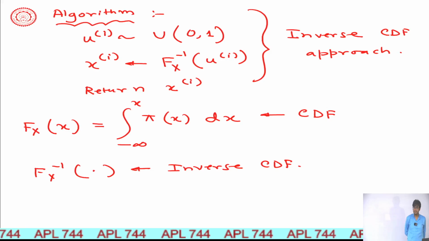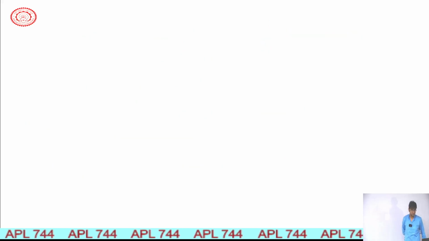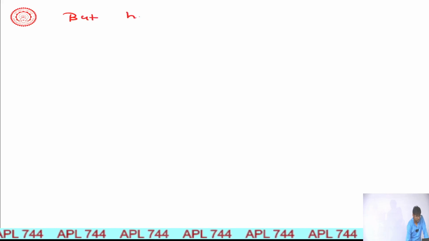Is the algorithm clear? Why it works, I am coming to that. That will probably be the last or the second last thing for today. But is the algorithm clear? Any question on the algorithm? If there is no question on the inverse CDF approach, then how do we know it works?